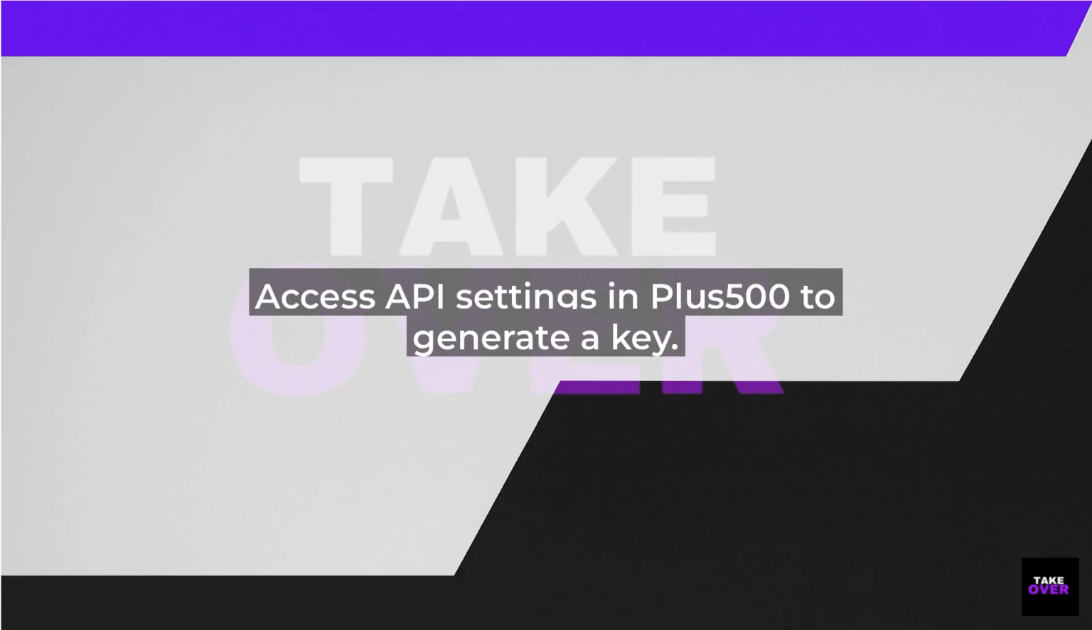Head over to the Settings menu, usually found in the top right corner, and look for the API Access or Integrations section. Here, you'll generate an API key. Make sure to copy this key safely, as it's your golden ticket to the connection.